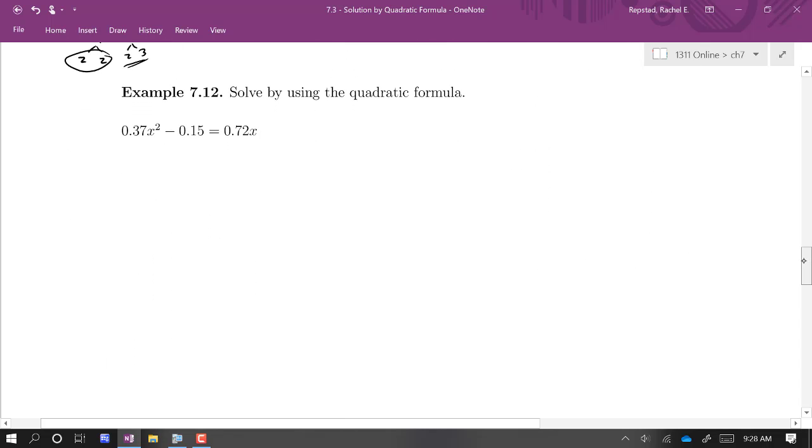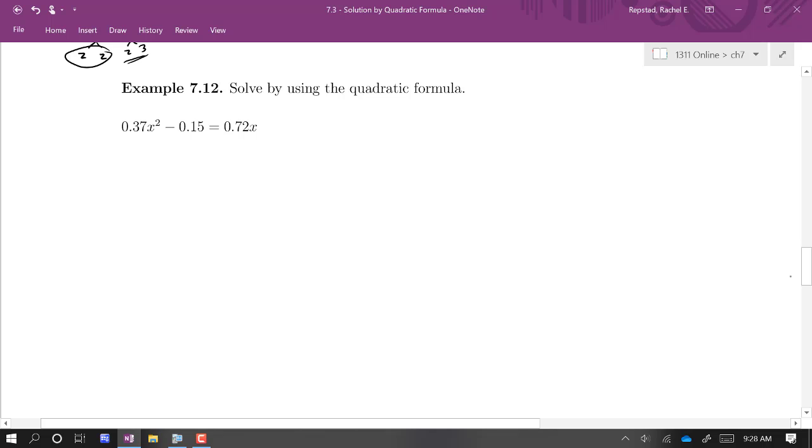Now, in example 712, I guess this is probably an example of an equation I might solve by using the quadratic formula, just because the numbers are inconvenient. We got these decimals, and it's just not quite as satisfying to complete the square on this. So I'm going to start. I want to make sure it's written in that general form. So I'm going to subtract 0.72x from both sides. We get 0.37x squared minus 0.72x minus 0.15 equals 0.